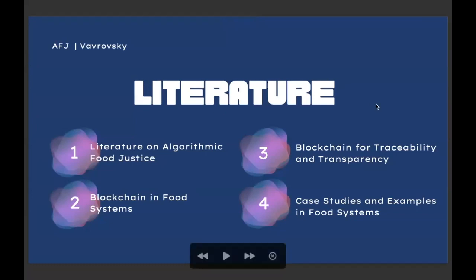The literature on AFJ, again, is pretty emerging, but what I found when I looked into the broad literature on blockchain and food supply systems is there's a lot of literature on blockchain and transparency, but there's a little bit on algorithmic food justice, a little bit on blockchain, and then also there are some case studies, but the case studies are actually some of the least developed. So definitely something to keep in mind is that this hasn't been studied very well just yet.